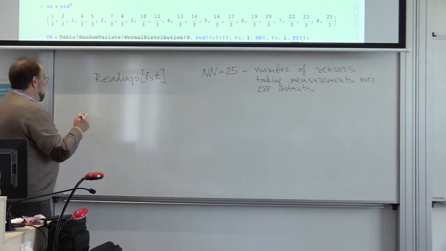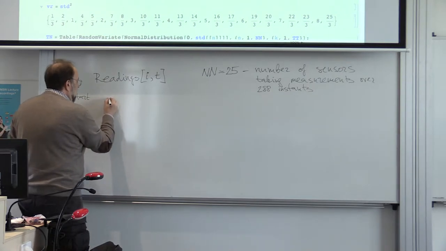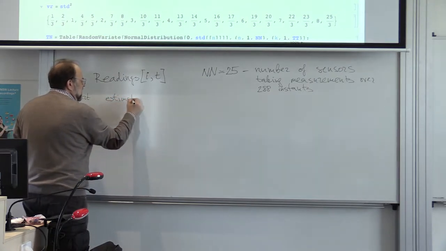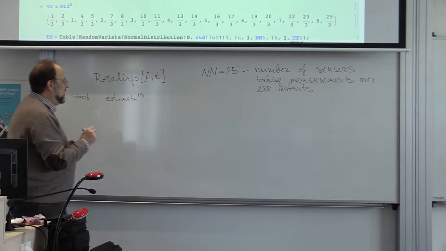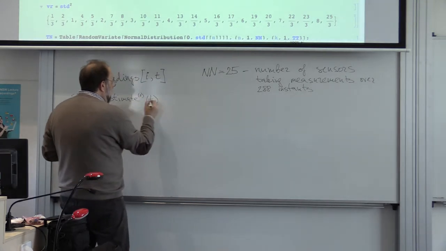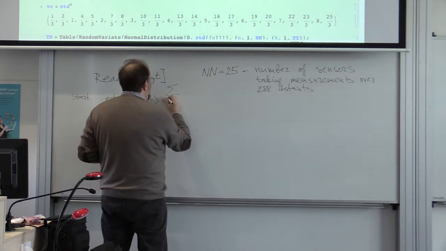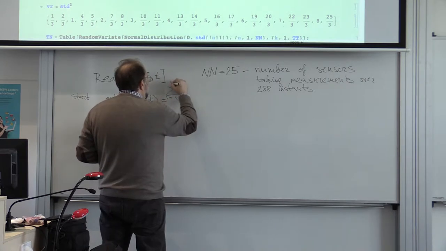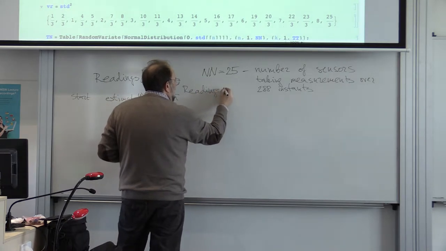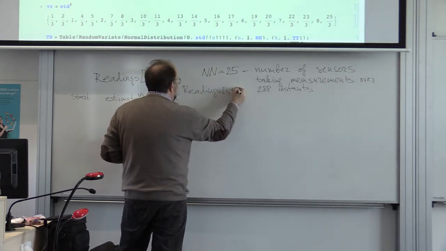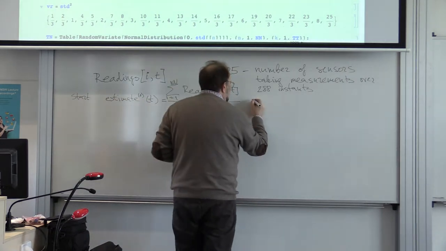And the idea is very simple. You start with the initial estimate, let's denote it like this, at instant t to be simply the mean, so this will be just the sum for i from 1 to NM of readings of sensor i at instant t divided by NM. So this is just the simple mean.